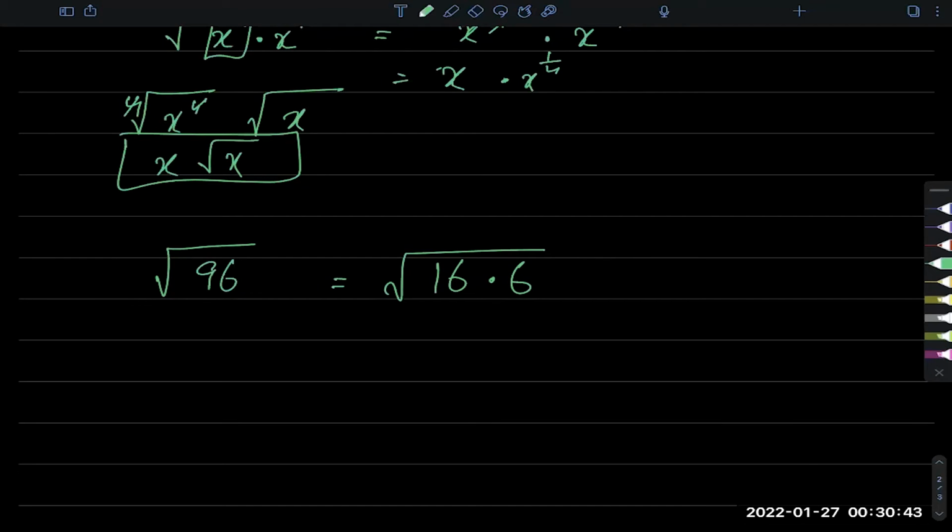Yeah, 4. So that means I can divide this into this, which means this becomes 4 square root of 6. I don't know the square root of 6. And that's it. That's my simplified answer.